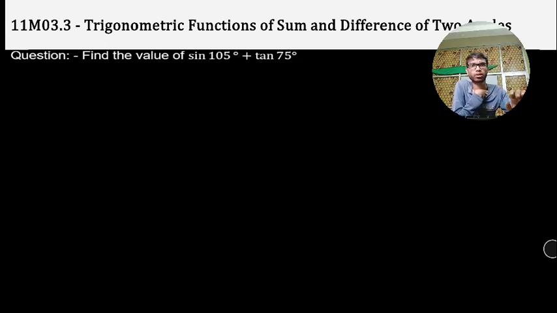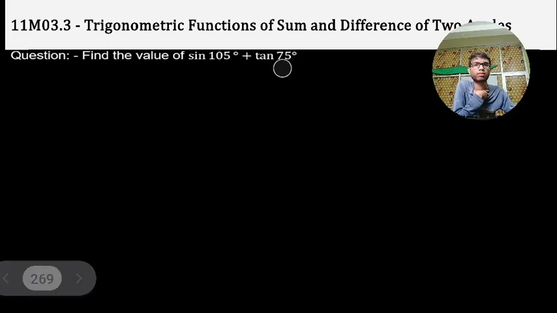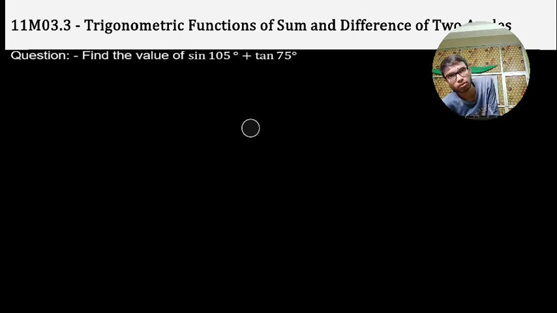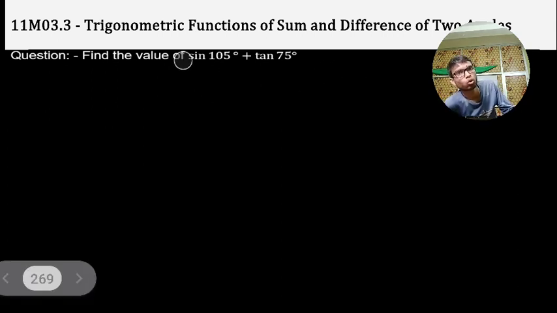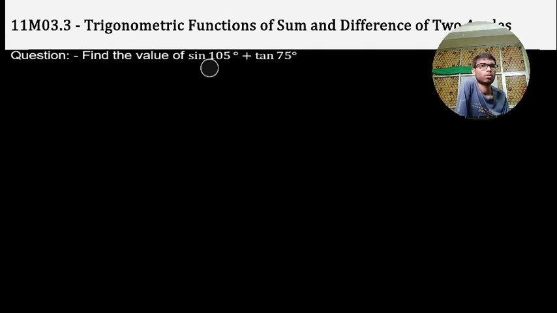Next question we have is this plus this. Here we can use two identities of trigonometry. First for this, so here 90 plus 15. 90 plus 15. But no.